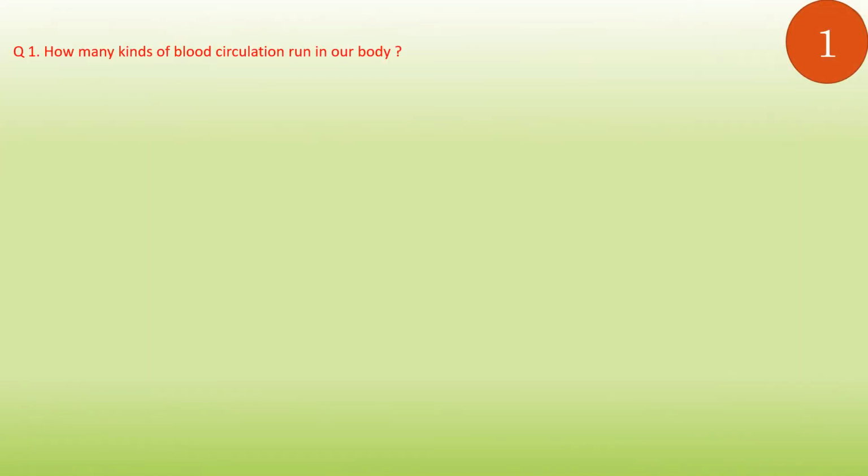Let's see questions on circulatory system. Question number 1. How many kinds of blood circulation run in our body? And the choices are 1 type, 2 types, 3 or 4 types. And the answer is actually 3 types.